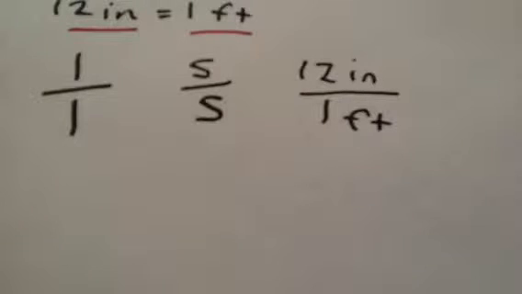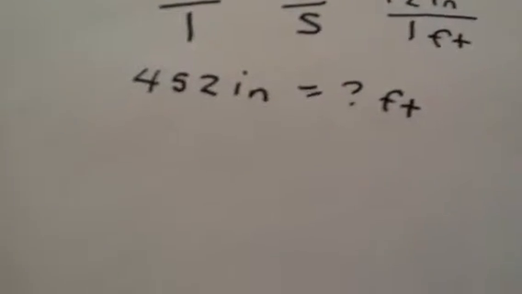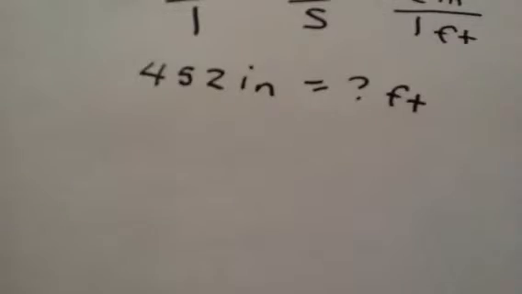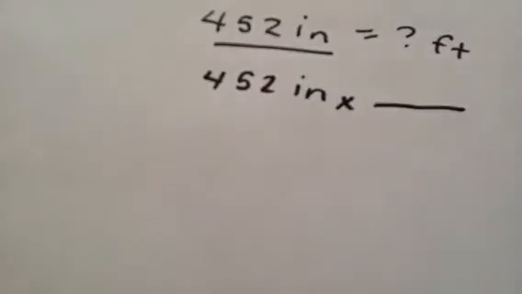Alright, so I'm going to show you how we do that. Let's say I want to figure out how many feet are in 452 inches. I'm going to write my given. That's my given because it's the one that has the number. So I'm going to write 452 inches, and I'm going to multiply it by a conversion factor.